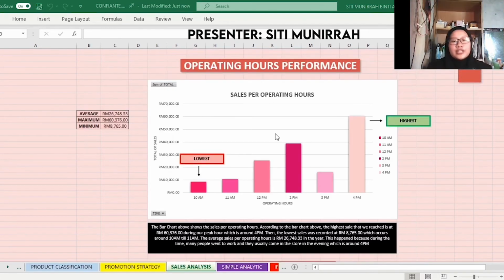Okay, next. This bar chart shows the sales per operating hours. According to this bar chart, the highest sales that we reached is 60,376 ringgit. Here you can see the number. It happened during our peak hour, which is around 4 p.m. The lowest sales occur around 10 a.m. till 11 a.m., which recorded 8,765 ringgit. The overall average sales per operating hour is 26,748 and 33 cents this year. This happened because during this time many people went to work, and they usually come into the store in the evening after work, which is around 4 p.m.